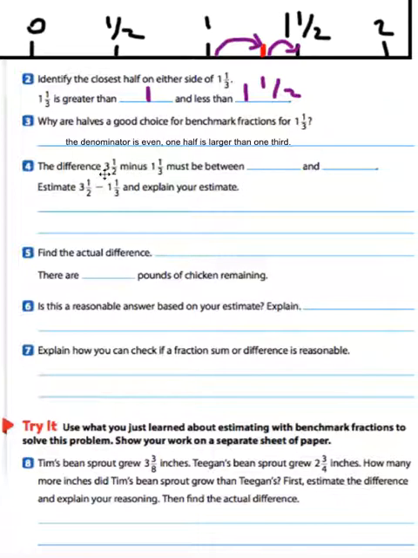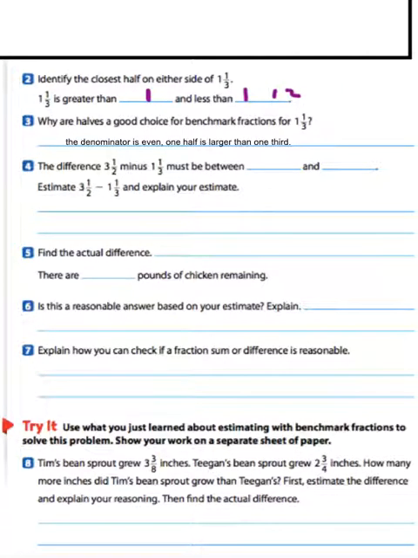The difference, 3 1/2 minus 1 1/3, must be between. So now it's asking for us to do another estimate. Let's see what makes sense. We start with 3 1/2. So it's not going to be more than that because it's a subtraction problem. So there's 3 1/2. Let's just put it right there. And we're going to take away a whole 1 1/3.